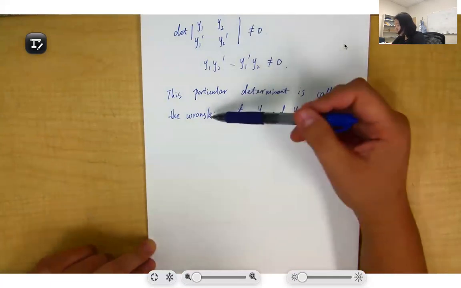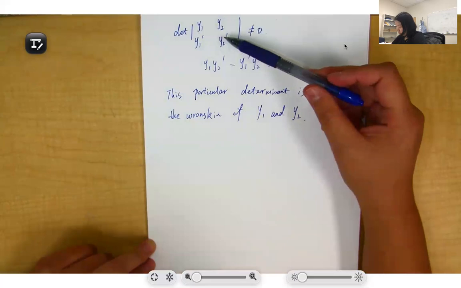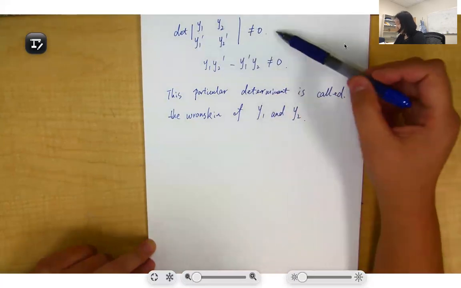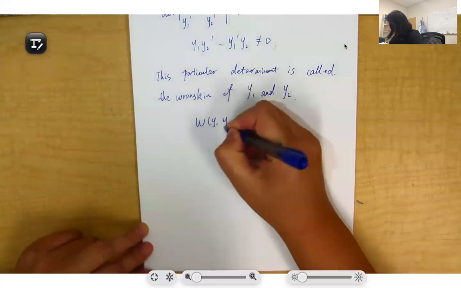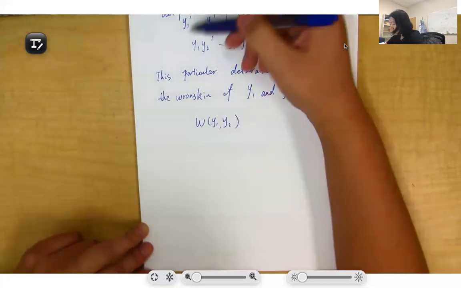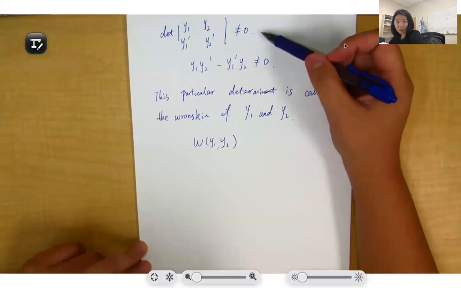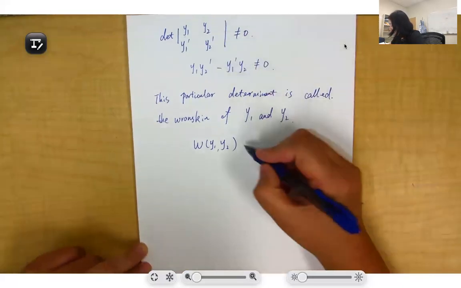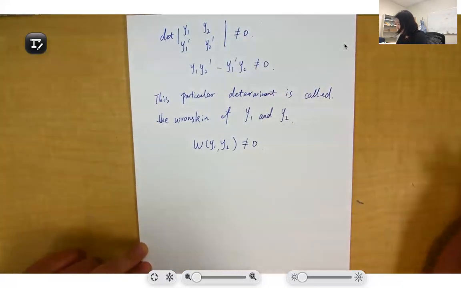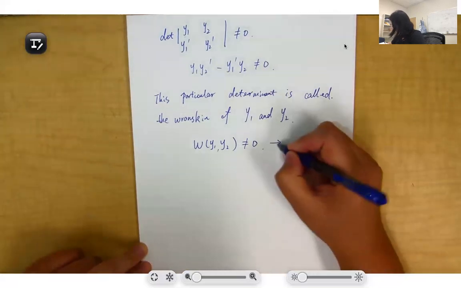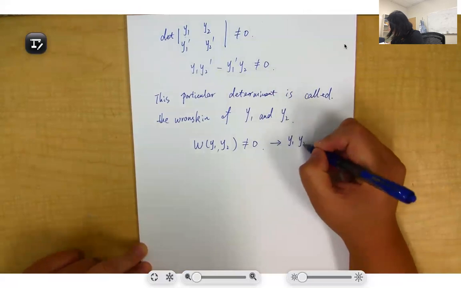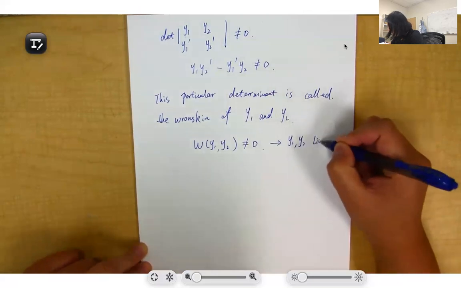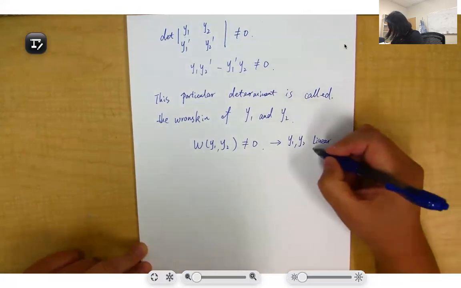So in order to prove your y1 and y2 are linearly independent solutions, you need to have this Wronskian determinant be non-zero, okay? So this Wronskian of y1, y2, which is represented by this determinant, is non-zero. And that is the condition for y1 and y2 to be linearly independent.